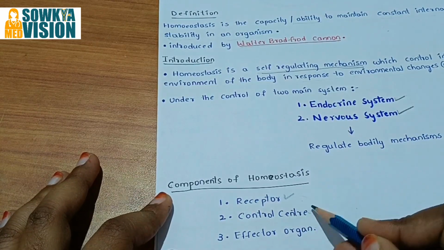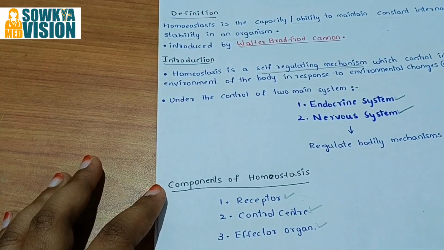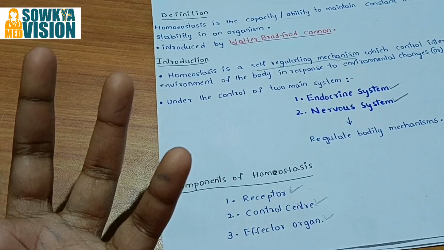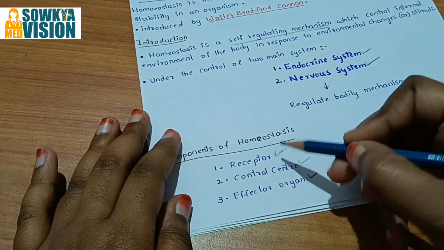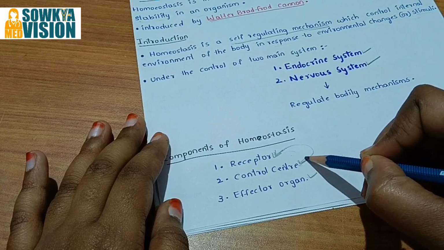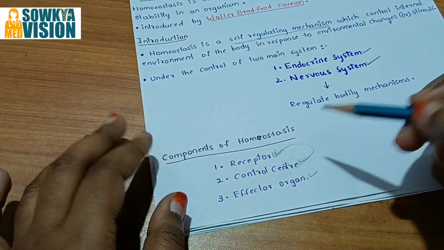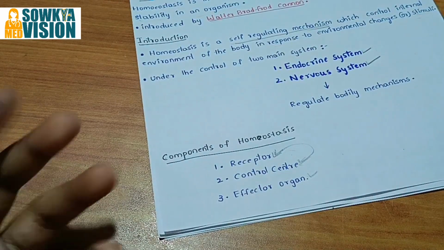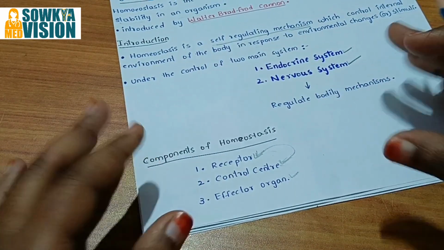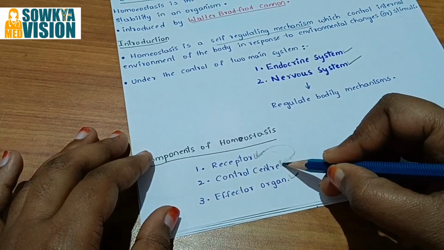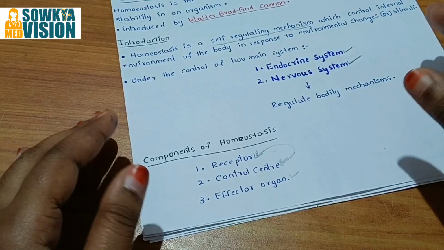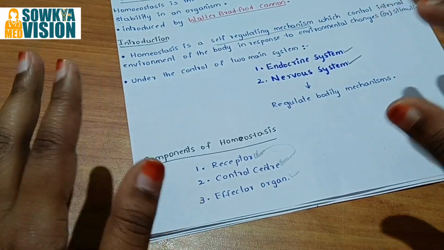Now let's see the three different components involved in homeostasis. These are the receptor, the control center and the effector organ. Any change in the internal environment of the body is received by the receptor. The receptor sends the information to the control center, which takes over the charge, works accordingly and brings back the normal function, or maintains homeostasis.